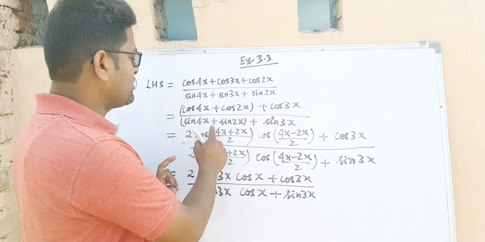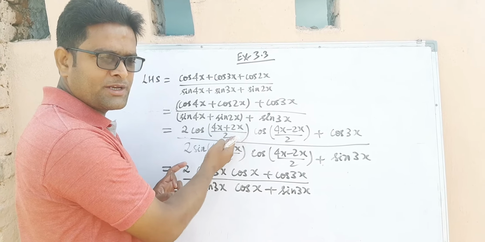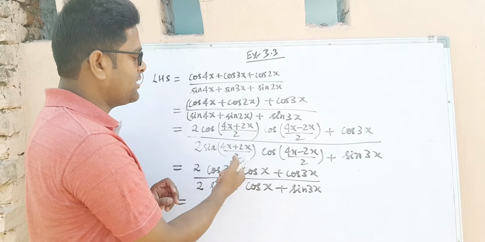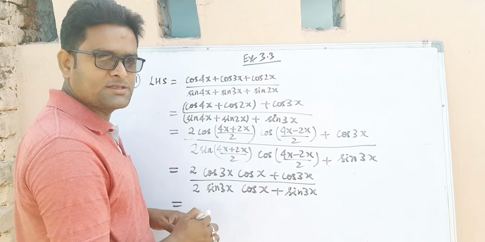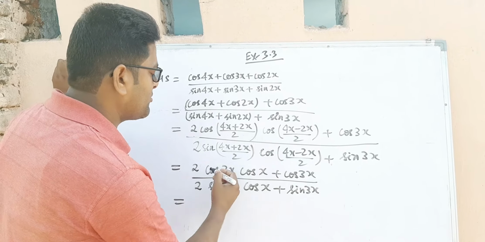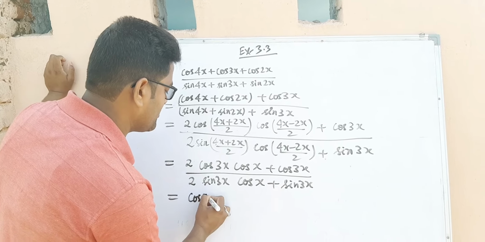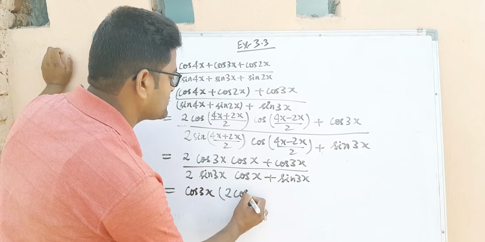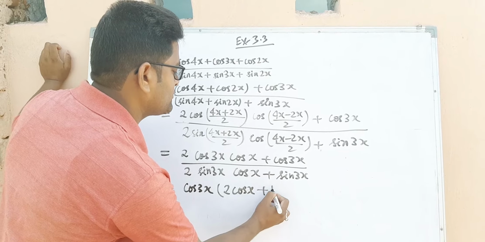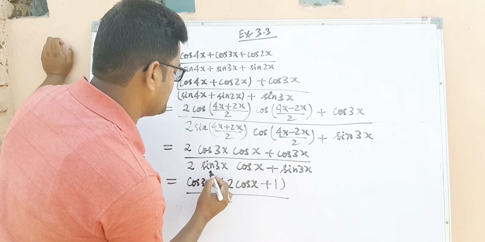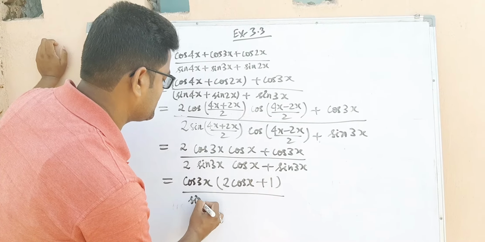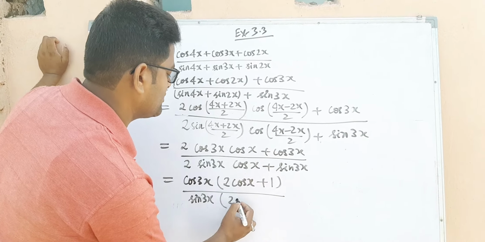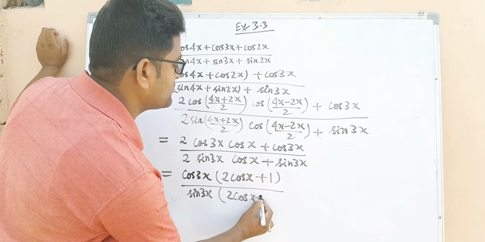Now see, 4x plus 2x is 6x, divided by 2, that is 3x. Here also the same, 2x divided by 2, that is x. Here also the same, 3x and x. Now see, from here can we take common cos 3x in the numerator? So we will get 2 cos x plus 1. In the denominator, can we take common sin 3x? Again you see what is common. Sin 3x common, what is left? 2 cos x plus 1.